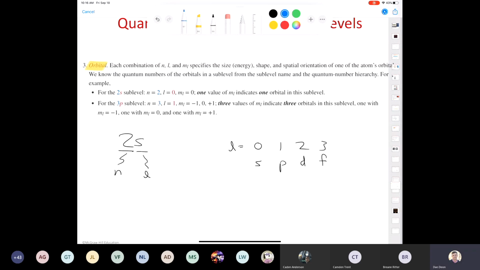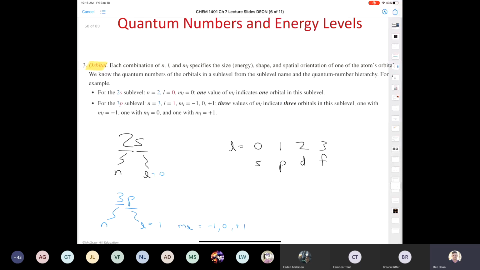If we have a 3p sublevel, well, the 3 indicates our value of n. Our p indicates our value of L, and our value of L is equal to 1. I should have written this up here. But anyhow, our value of L is equal to 1, and it tells you that our ML has to be -1, 0, and +1. So that means you have 3 orbitals in that sublevel, because I told you that every ML value represents an orbital. All right.